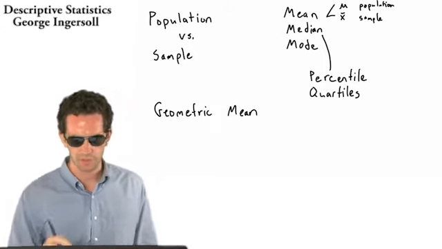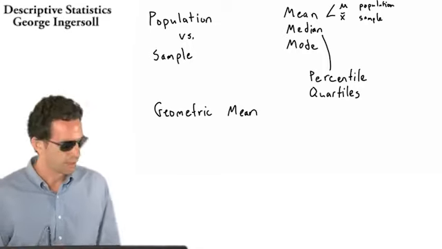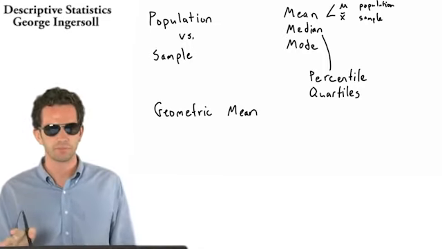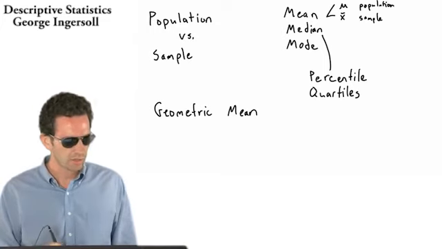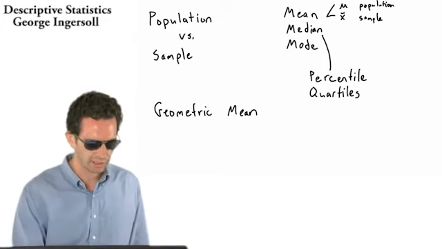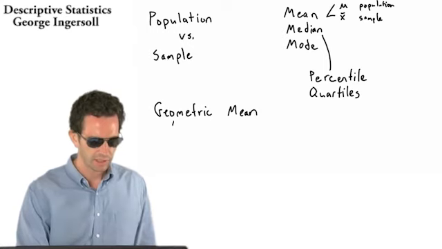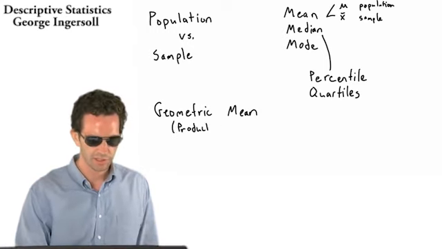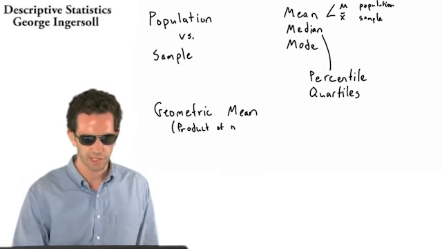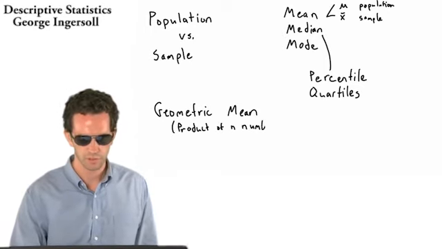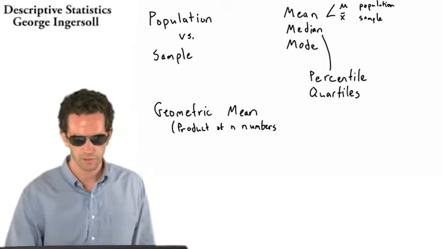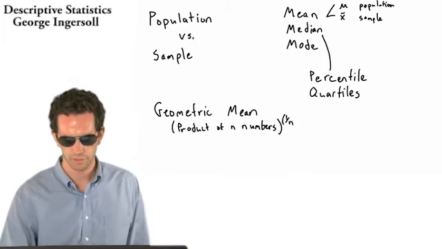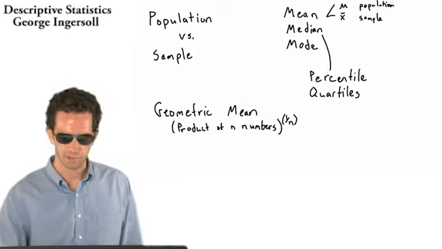Sorry I'm so haphazard, sort of all over the page, but the geometric mean is used to calculate growth rates over time. And so, let me just give you the calculation that you do here. It's the product of n numbers to the 1 over n as the exponent, minus 1.